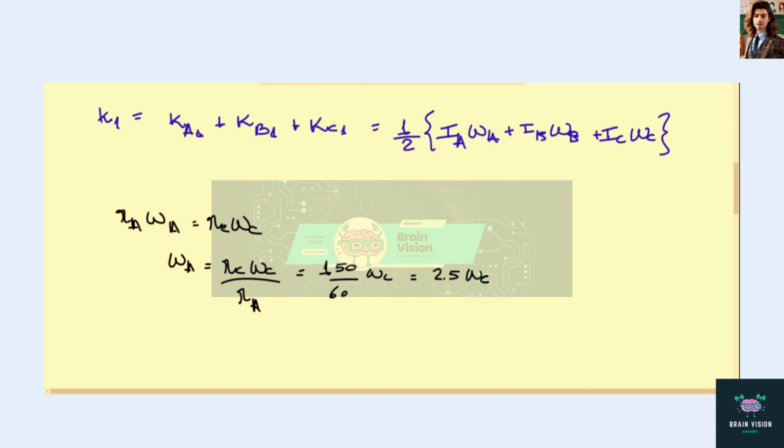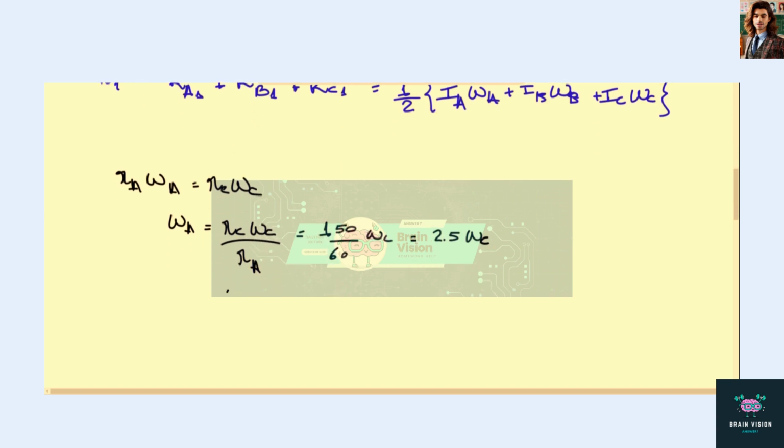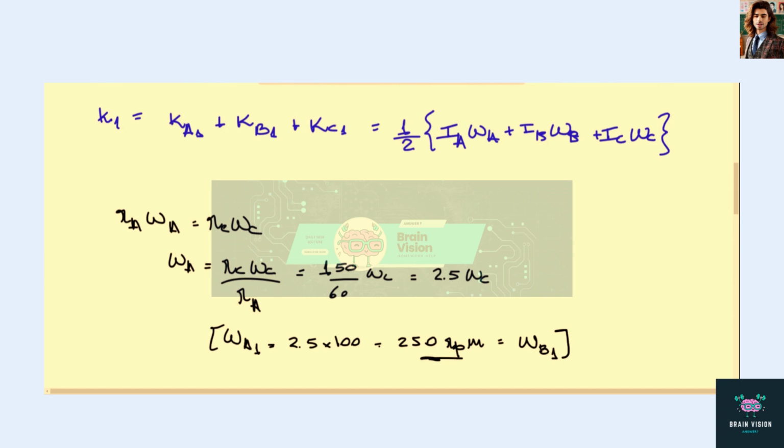Therefore, in the first position, what we're going to call omega_A1 is going to be 2.5 times 100, which gives us a total of 250 rotations per minute. So that's the value of omega_A1, which is going to be equal to omega_B1. And now we can calculate the kinetic energy in the first position.